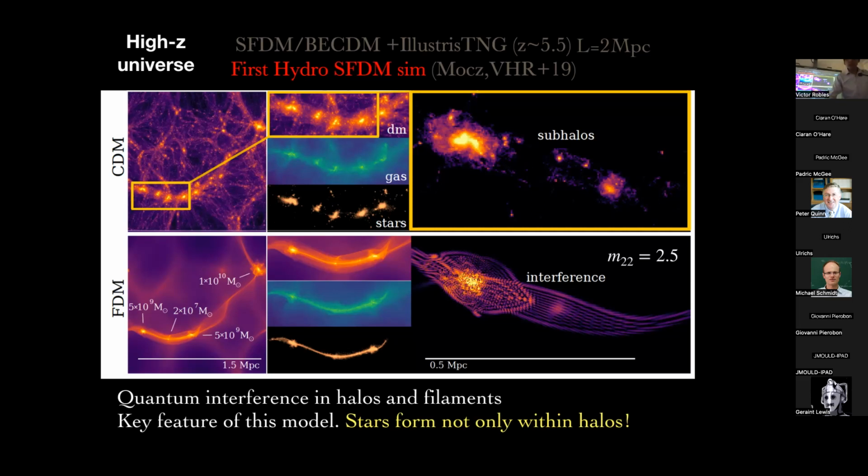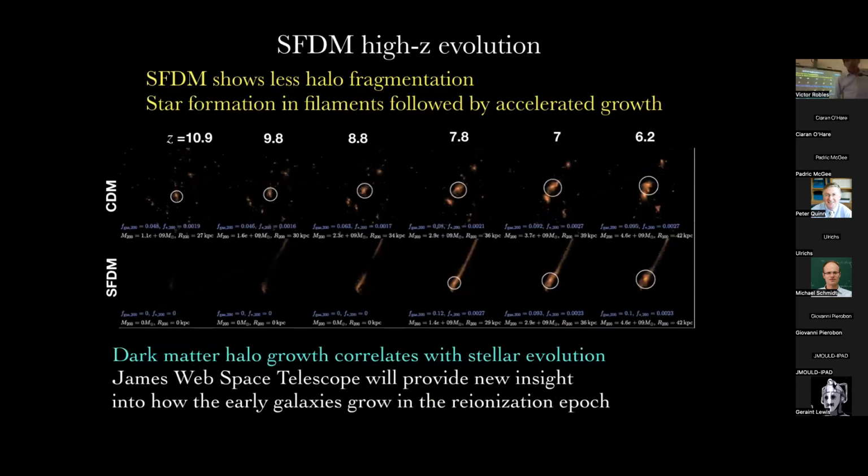It's quite interesting because, well, I'm going to skip this one, but if you do the analysis of how these early galaxies form, then you can see that in cold dark matter, as you may expect, structures start forming quite early.